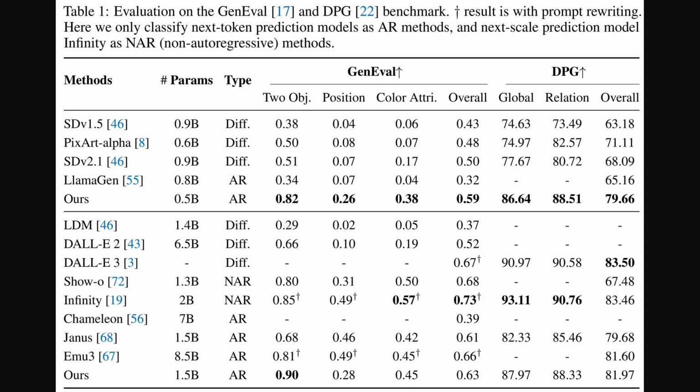Okay. So we saw some nice examples, but how does SimpleAR actually stack up quantitatively? Well, Table 1 here shows results on the Generative and DPG benchmarks, comparing SimpleAR to other models. And their 0.5 billion parameter version performs really well, getting an overall 0.59 on Generative and almost 80 on DPG. That's actually better than some larger diffusion models shown here, and way ahead of another similar-sized autoregressive model. It really shows this simpler approach is holding its own.